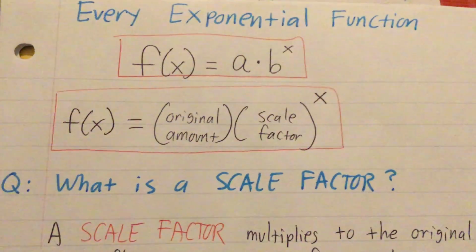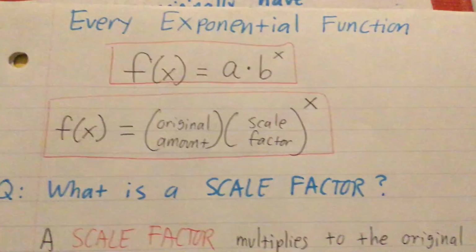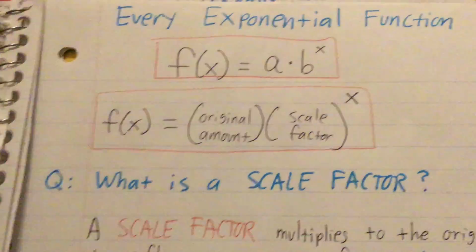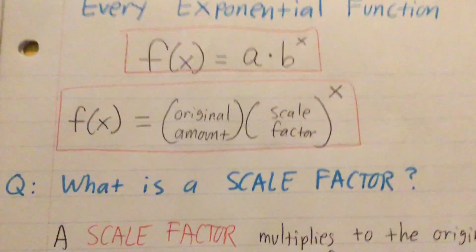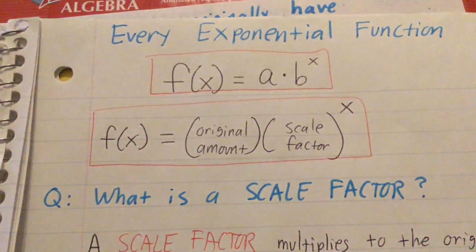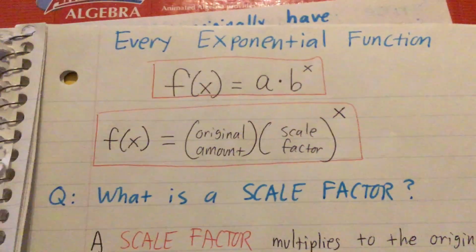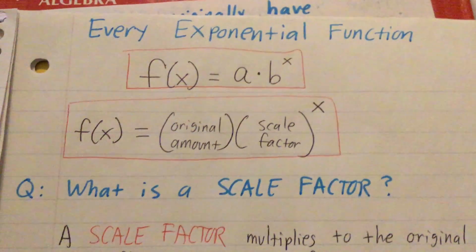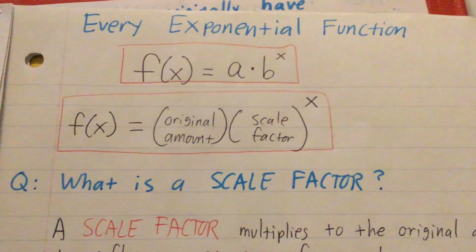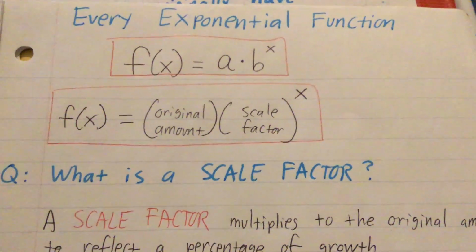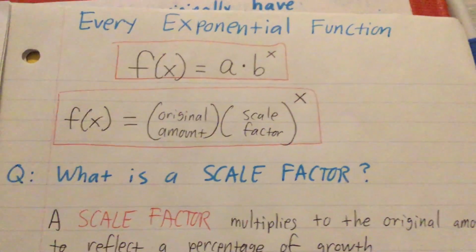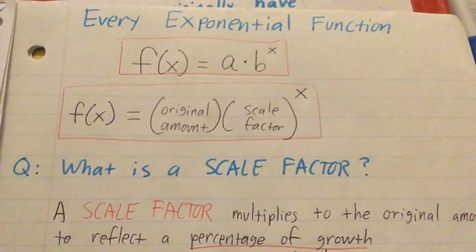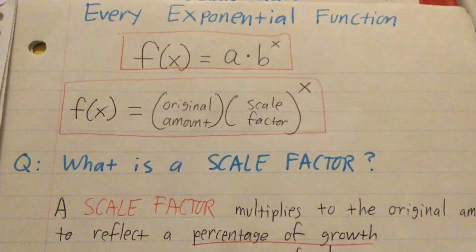So you know what an original amount is, you know what a scale factor is, and I just want to bring to context that we care about x and f of x. Recall when we went back to Algebra 1 that f of x depends on x. So y, or f of x, is known as the dependent variable. We have a dependent variable and an independent variable.